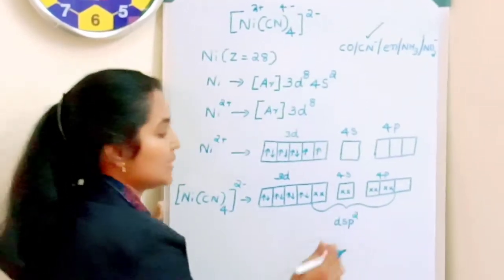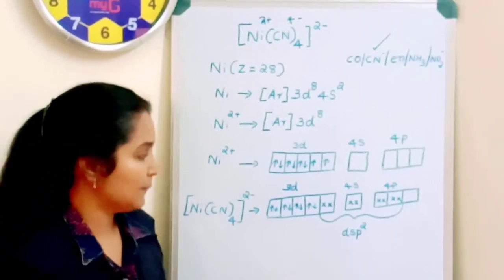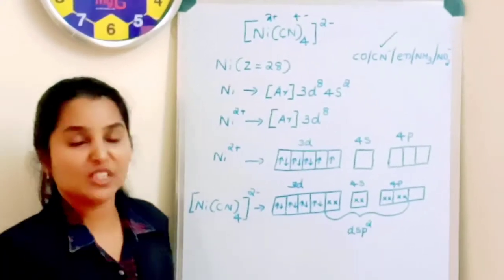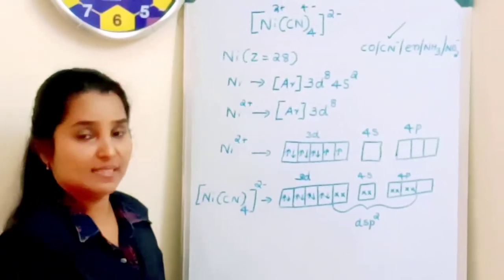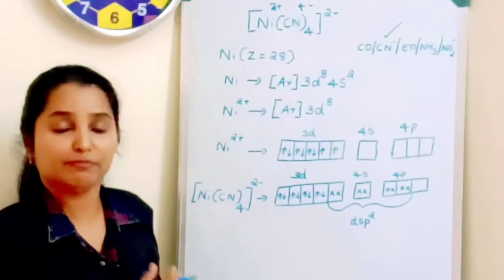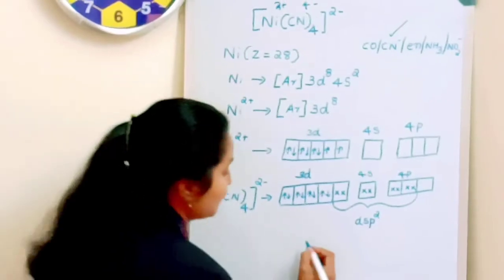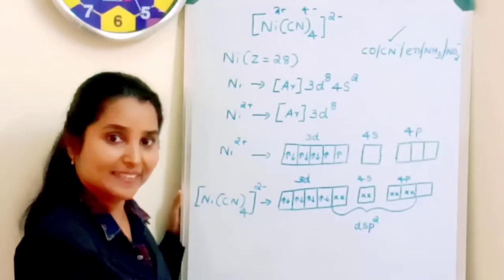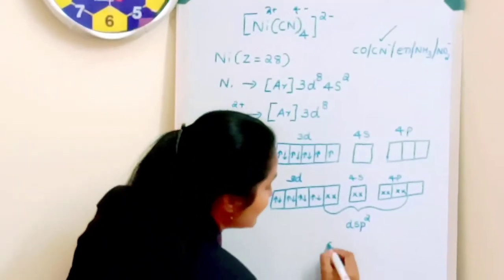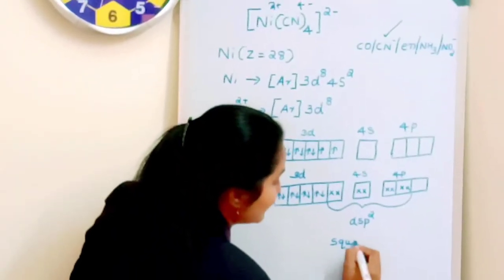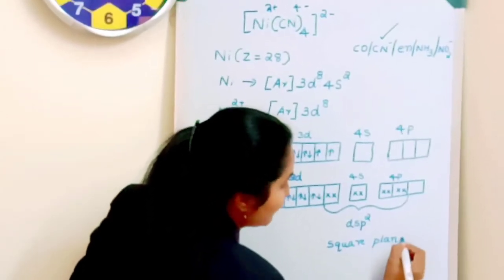dsp2. So this is the hybridization of this particular coordination complex, dsp2 hybridization. So you know that if it is a dsp2 hybridization, the formed complex will have the geometry of square planar. So it will have the square planar geometry. Once you know the hybridization, you can predict the geometry. We have already explained this in the last session. So it will be existing in square planar geometry.